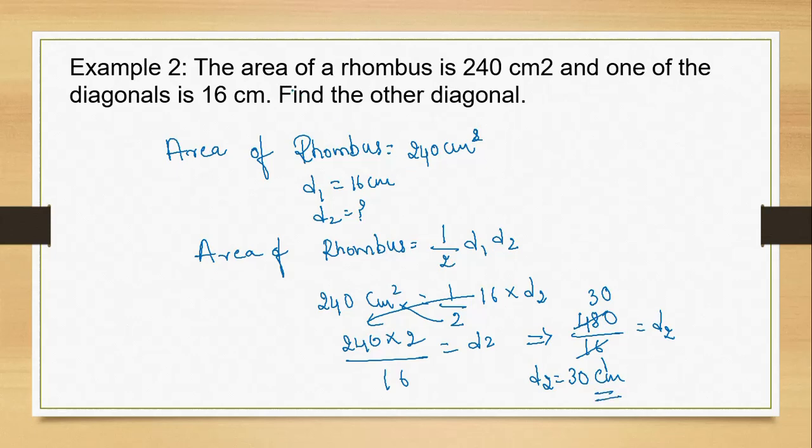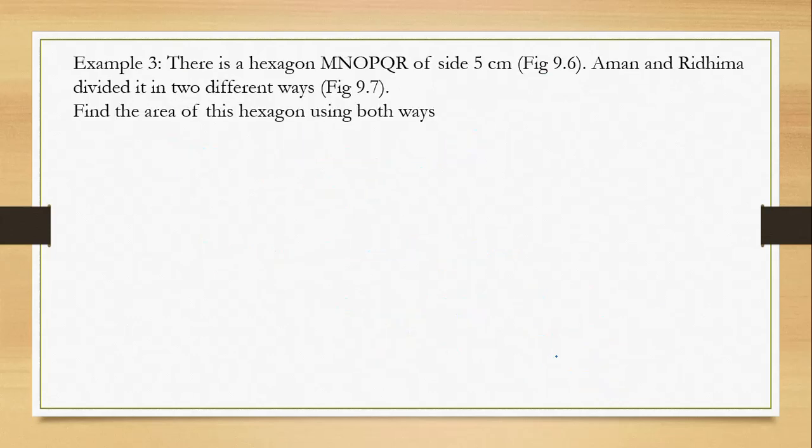centimeter. So in this question they have already given the area and one diagonal, and to find the other diagonal we transfer these two here, and then if we multiply and divide the values, we get the value of D2, that is 30 centimeter. Next we move on to the next question.